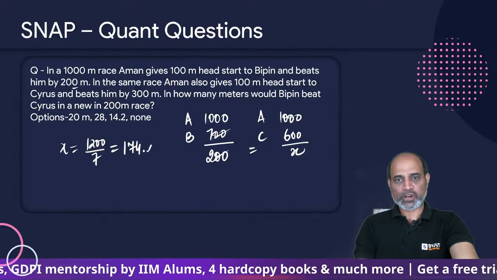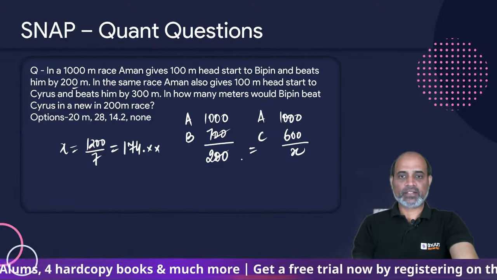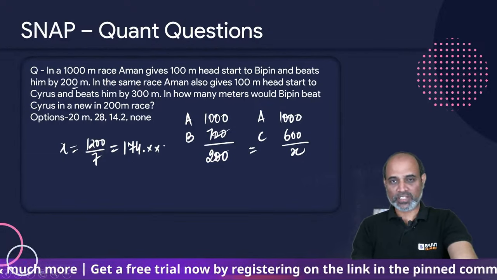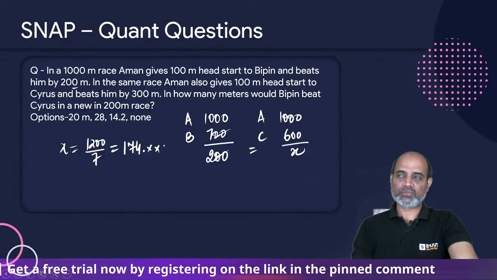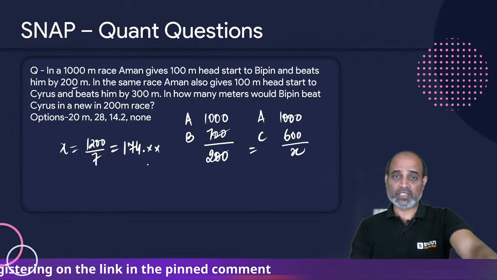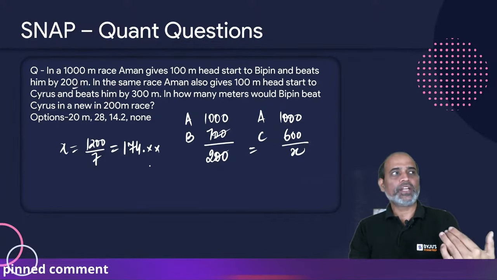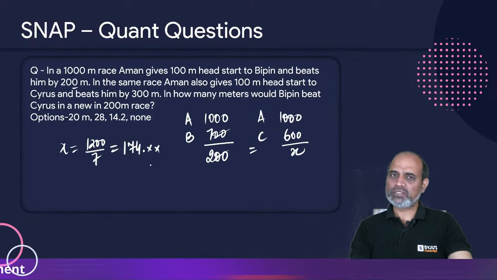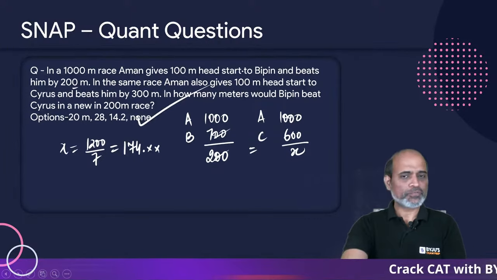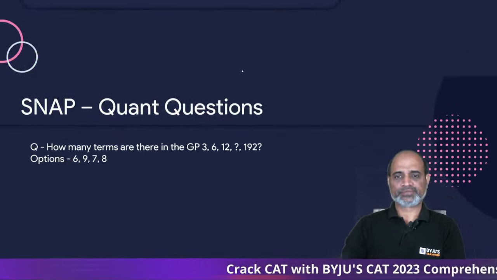174 point something, right? And it's a 200-meter race, and if C runs 174 point something, that means the other guy fails to cover 25 point some meters. None of these. Don't have to solve it exactly. 174 was good enough, right?